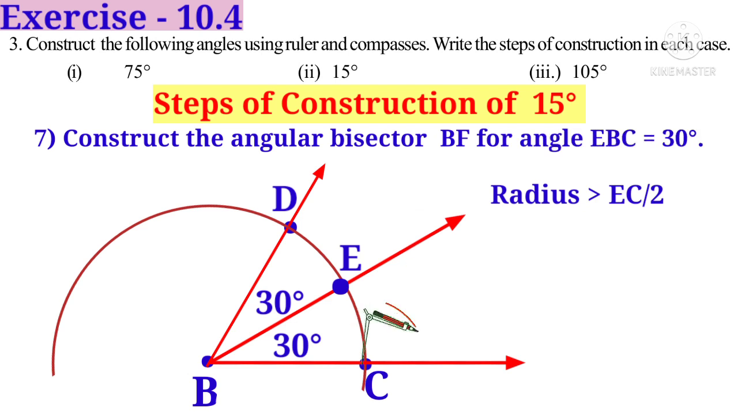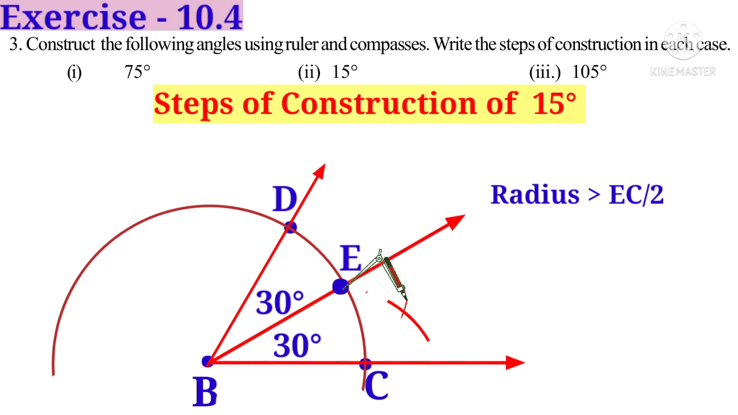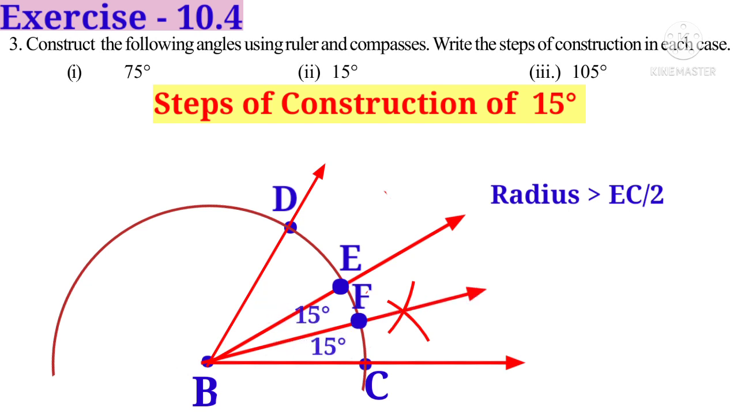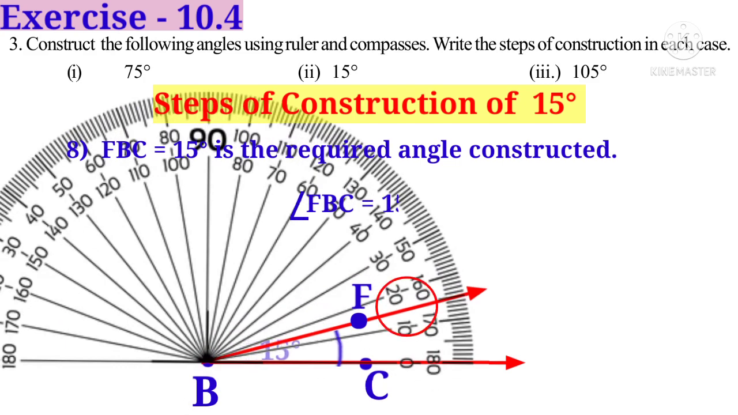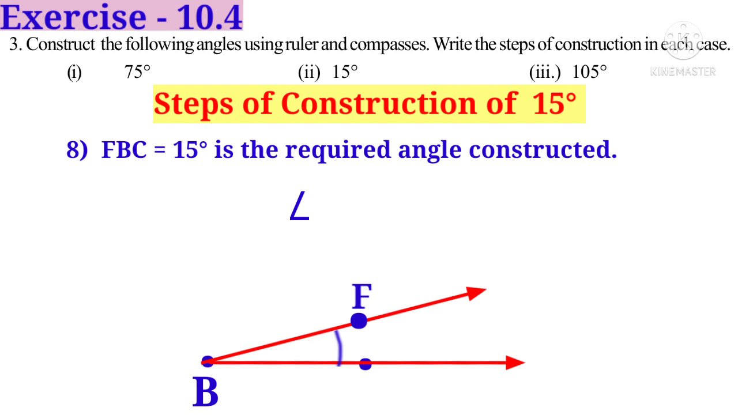Now with more than half the length of EC as radius, with center C, draw an arc. With the same radius with center E, draw another arc. Now join B with the intersection of the arcs. BF, angular bisector is constructed and the 30 degrees angle is divided into two equal angles, 15 degrees, 15 degrees. So angle FBC equal to 15 degrees is constructed.